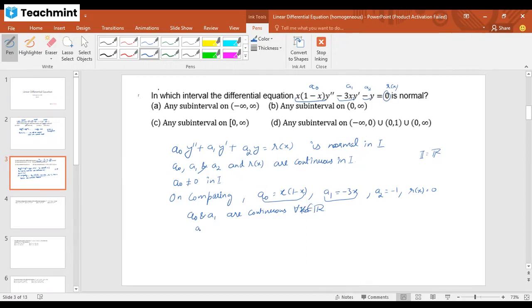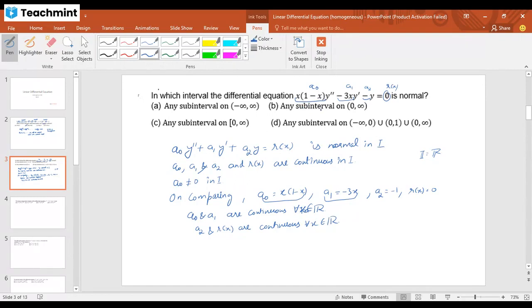And a2 being a constant function and r(x), these two functions are also continuous, being constant functions. They are also continuous for all x belongs to set of real numbers. So we can see in this case we are not going to check the condition of continuity.